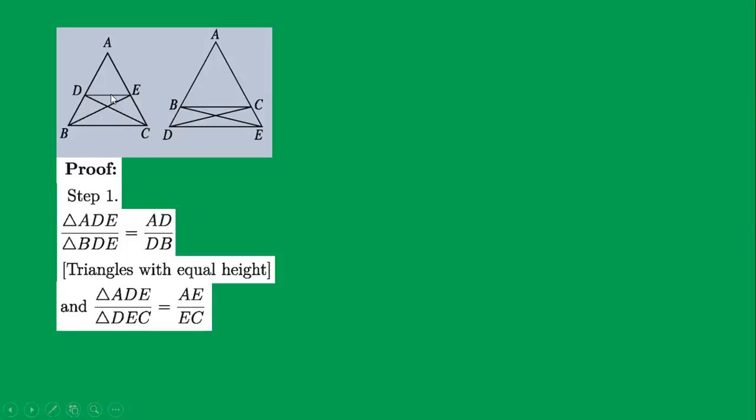Triangle ADE by triangle DEC is equal to AE by EC. Triangles with equal height. It follows from the figure.